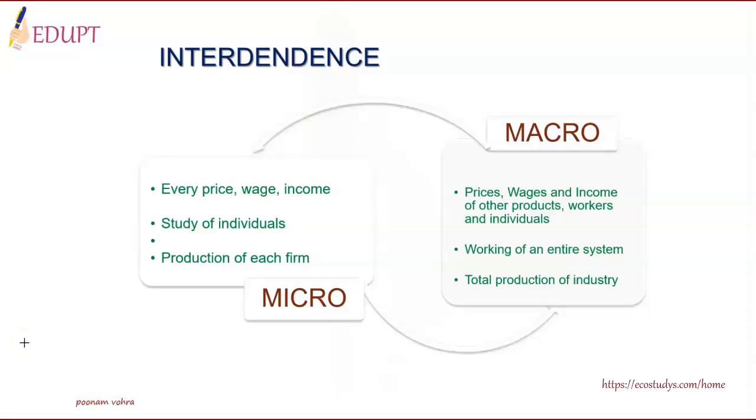So, what I am trying to emphasize here is that microeconomics and macroeconomics are not different. Rather, they are interdependent on each other. And neither approach is complete without the other. Every microeconomic problem involves macroeconomic analysis. For example, how much quantity of a product can a firm sell? It all depends upon the total income and total demand of the society.